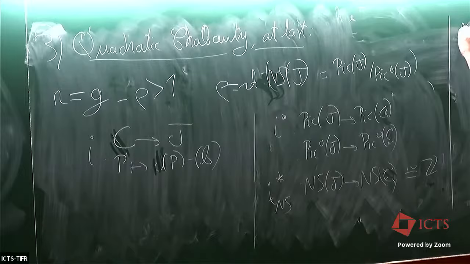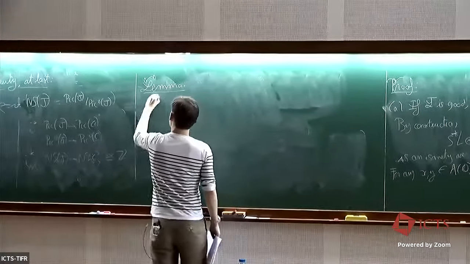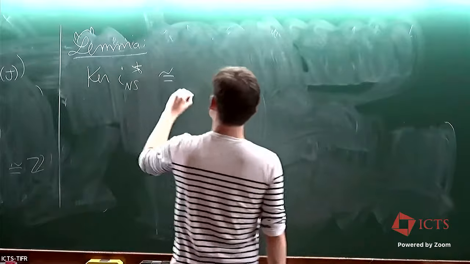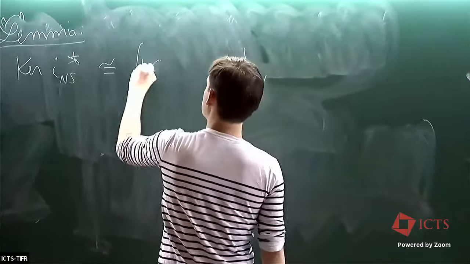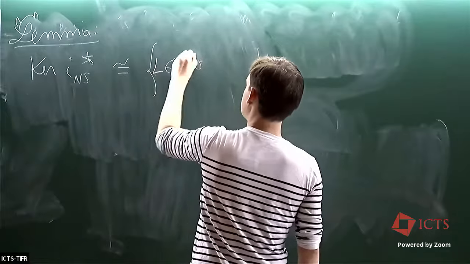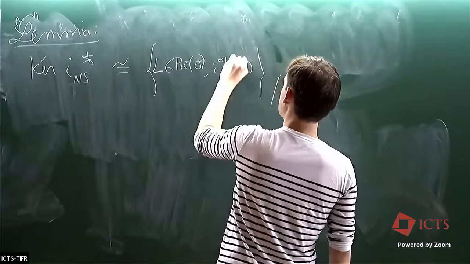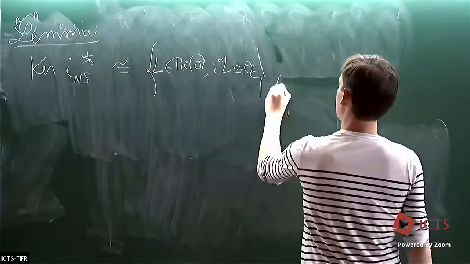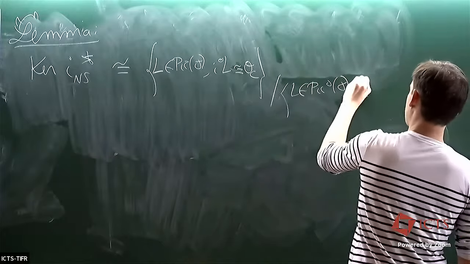Small lemma. The kernel of this map here is isomorphic to this group of L inside Pic(J) such that ι* L is trivial. Okay, so it means O_C, the trivial bundle on C, and I quotient out by the ones belonging to Pic⁰ of J with the same property.